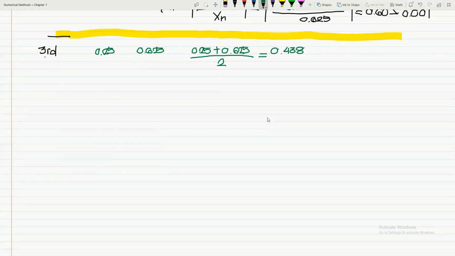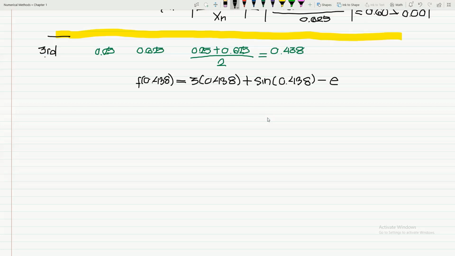Then again, we will substitute this value to the function in preparation for procedure number 3. So, f of 0.438 is equal to 3 multiplied by 0.438 plus sine of 0.438 minus e raised to 0.438, and that is equal to positive 0.187. Since the resulting value is positive, we have to replace the limit that has the same sign when plugged into the function. But again, let's check the relative error of the refined roots.